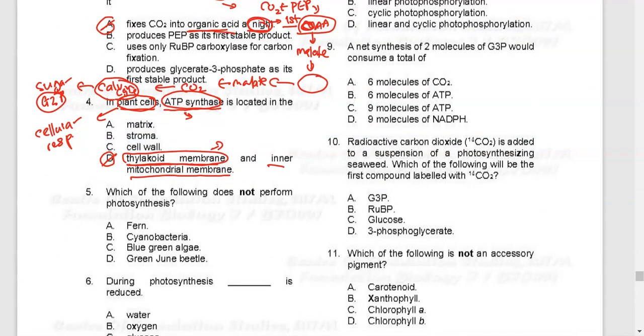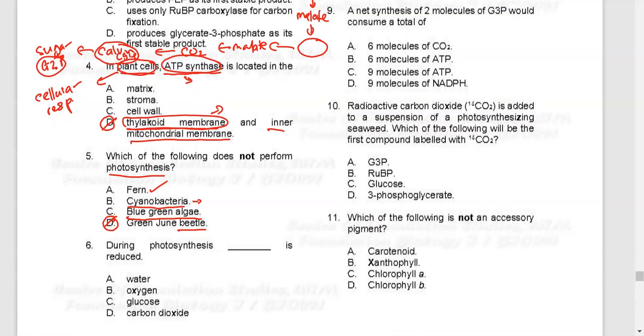Question number 5. Which of the following does not perform photosynthesis? Obviously, the answer would be green June beetle. Green June beetle is obviously an insect, so an insect does not carry out photosynthesis. Fern carries out photosynthesis. Cyanobacteria is a type of bacteria that is capable of undergoing the process of photosynthesis. The same goes for blue-green algae, which also carry out photosynthesis.